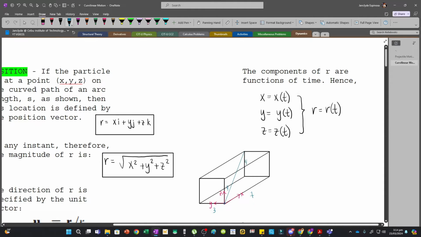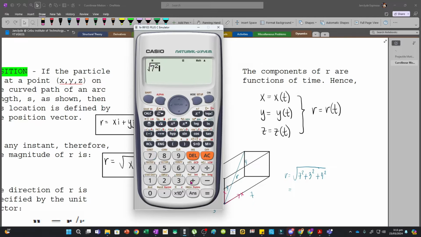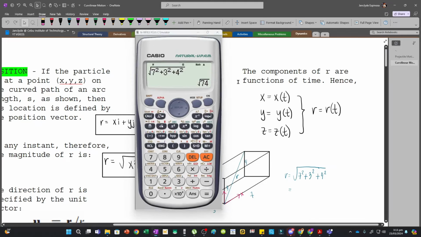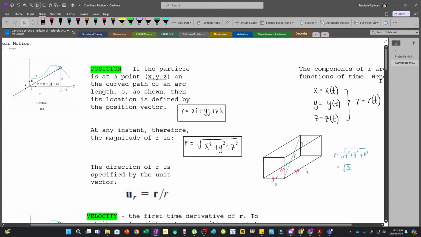Therefore, if this is r, the length of this line will be the square root of x squared, which is 7 squared, plus y, which has a distance of 3, squared, plus z squared, which is 4, so 4 squared. So the length of the line will be the square root of 7 squared plus 3 squared plus 4 squared, and that will be the square root of 74. This is just the meaning of that. Now the direction of r is specified by the unit vector u sub r, equal to r over r.